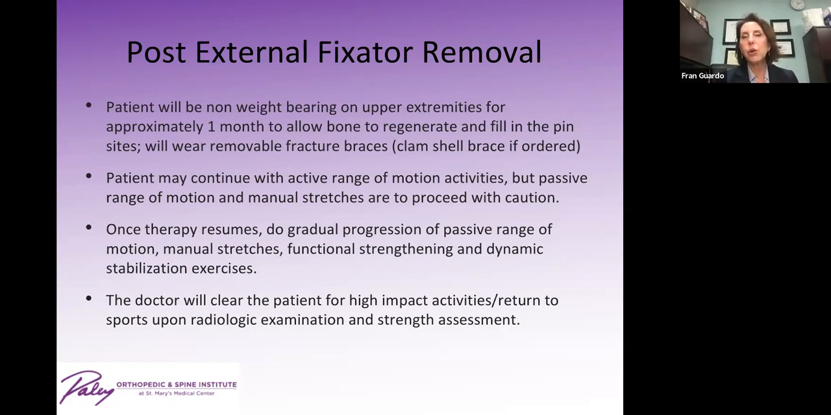The patient may continue active range of motion, but passive stretches, if they had an external fixator, should proceed with caution. And if the surgeon is very worried about that, they may just say active range of motion for the first 4 weeks. Once therapy resumes in full, you can do gradual progressive passive range of motion, manual stretches, functional strengthening, and dynamic stabilization exercises.